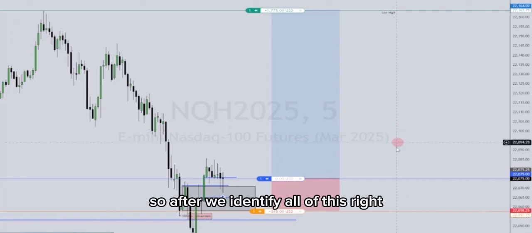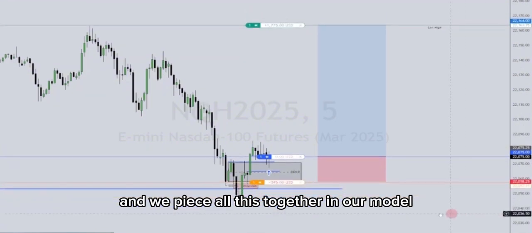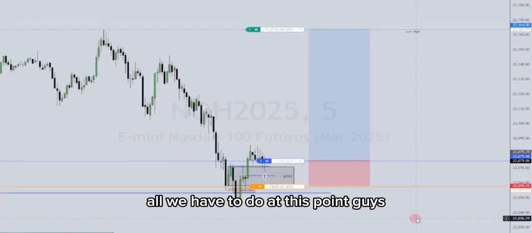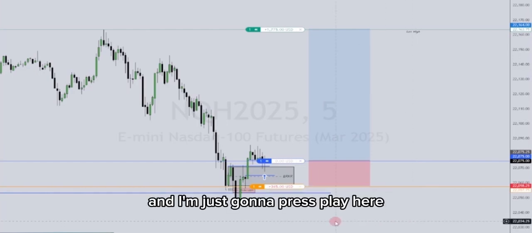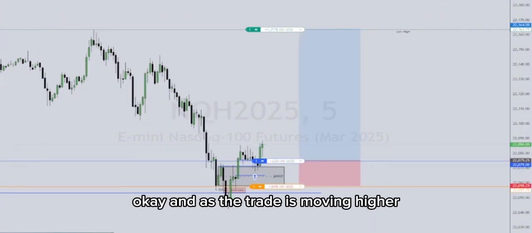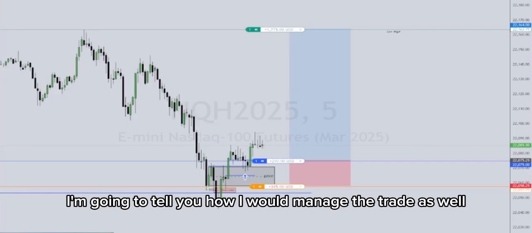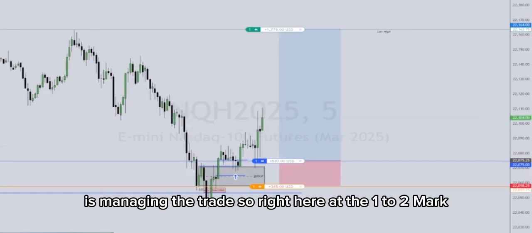Okay, so after we identify all of this, right, and we piece all this together in our model, all we have to do at this point, guys, is execute the trade and sit back and let the market do the rest. Okay. And I'm just going to press play here and we're just going to watch how this trade ends up playing out. And as the trade is moving higher, I'm going to tell you how I would manage the trade as well, because that is a big part about trading. Is managing the trade.